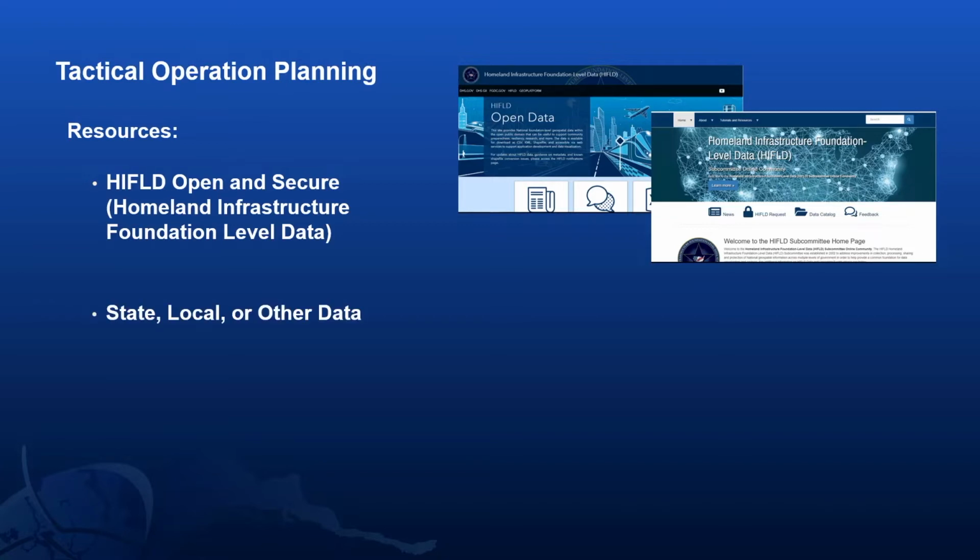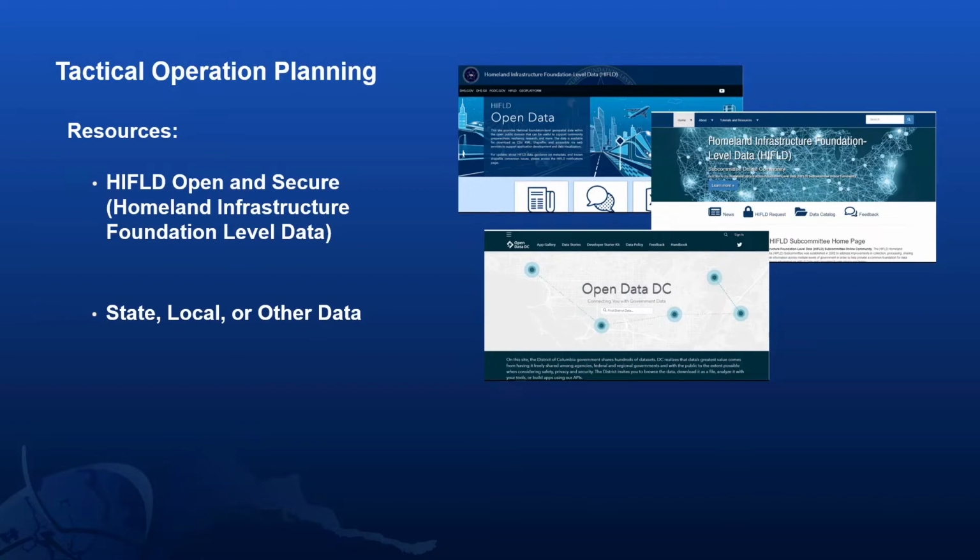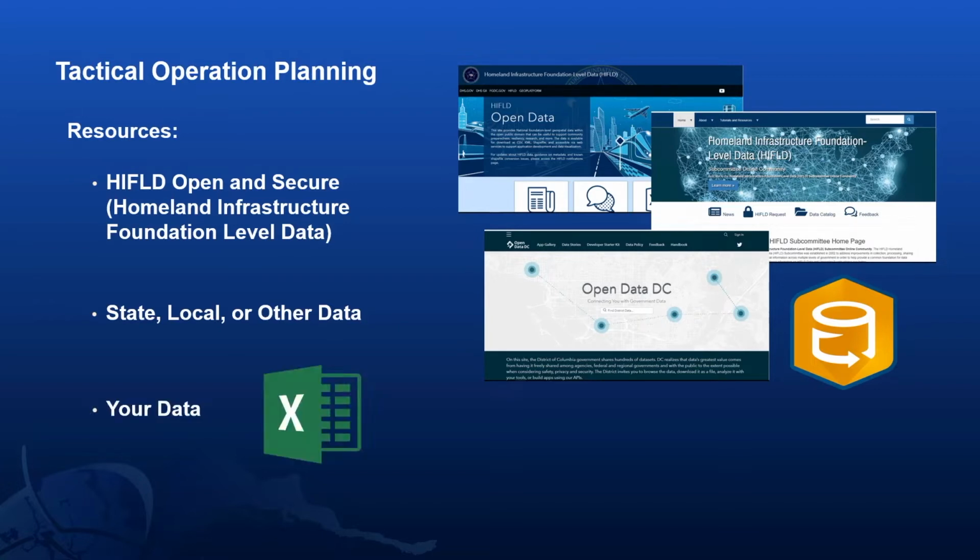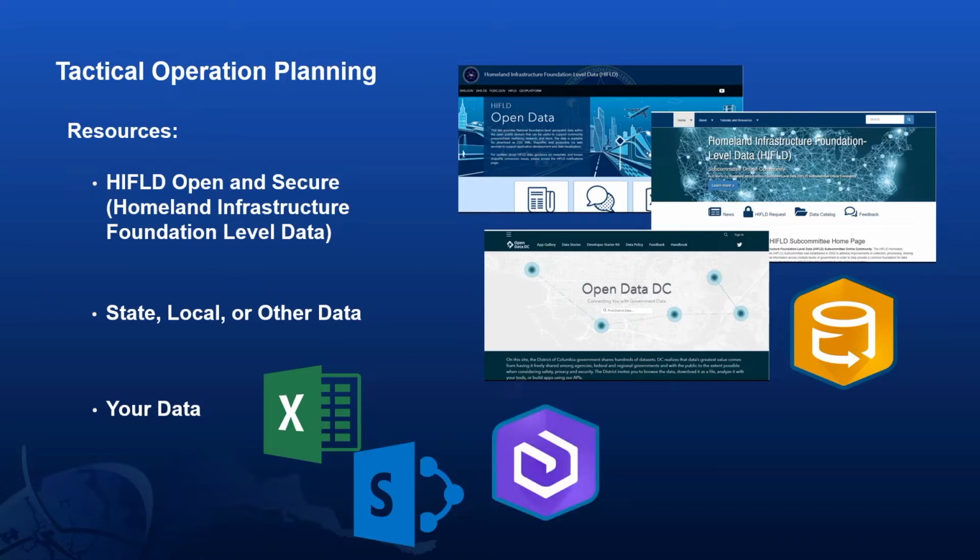Second is state, local, and other data that's available on the open web. There are many ArcGIS open data sites, such as this one, Open Data DC, and many others that you can use to give your operational planning more power. And then finally, your data. Within operation planning, you can bring your own data into your ArcGIS deployments, whether it's coming from spreadsheets, SharePoint, your ArcGIS Enterprise or ArcGIS Online organizations, to give your operational planning more depth as well.